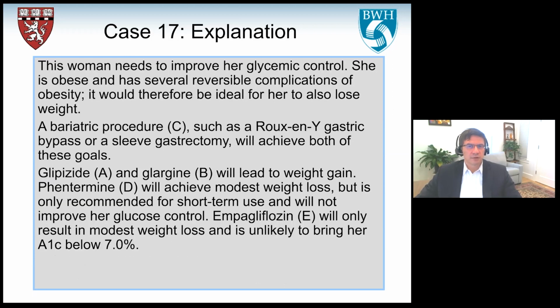This woman needs to improve her glycemic control. She is obese and has several reversible complications of obesity. It would therefore be ideal for her to also lose weight. A bariatric procedure, such as option C, such as a Roux-en-Y gastric bypass or sleeve gastrectomy, will achieve both of these goals. Glipizide and glargine would lead to weight gain, whereas phentermine will achieve modest weight loss, but is only recommended for short-term use and will not improve her glucose control. Empagliflozin, or option E, will only result in modest weight loss and is unlikely to bring her A1C below 7%.